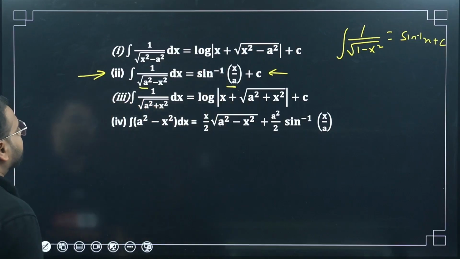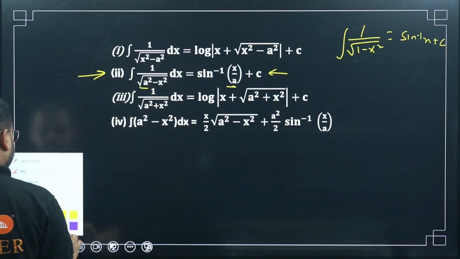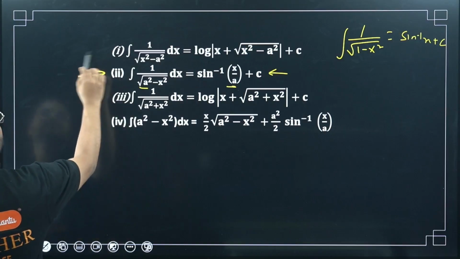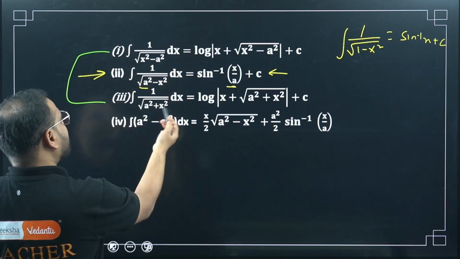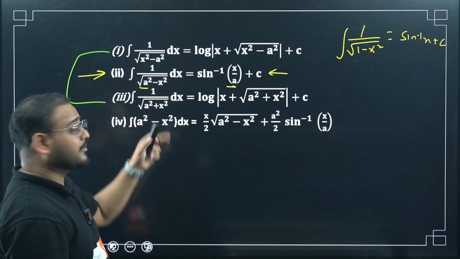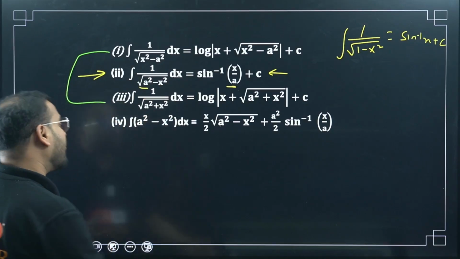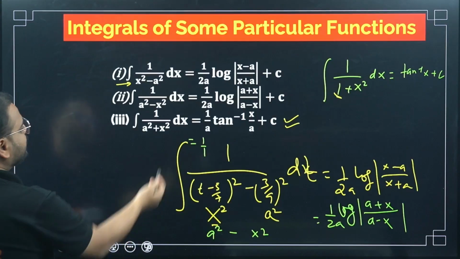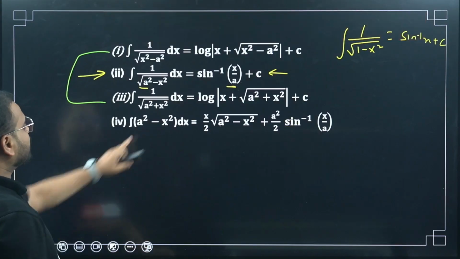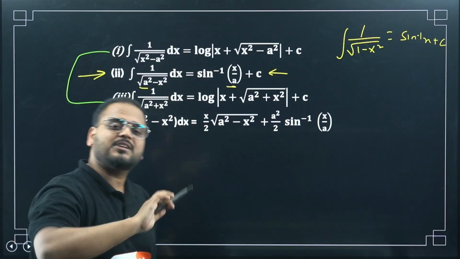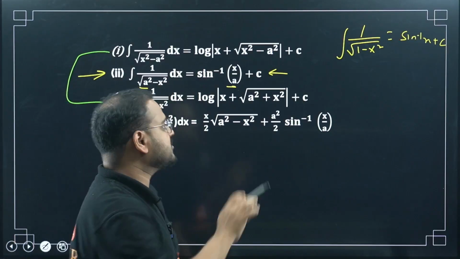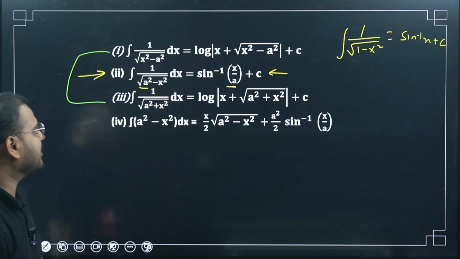Chaliye. Now these two categories, look here, they are almost like a mirror image, okay. X square minus a square and a square plus x square. Sir, plus means tan inverse? No bacha, plus only if there is no root. If there is a root, then again we will come back to log. I told you all particular functions have log except for the inverse trigonometric functions, which is 2 of them, okay. That is in our syllabus.